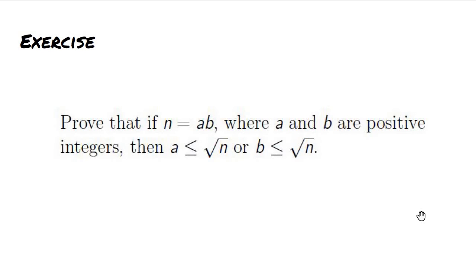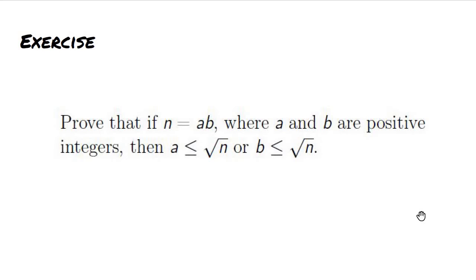Prove that if n is equal to a times b, where a and b are positive integers, then a is less than or equal to the square root of n, or b is less than or equal to the square root of n. First off, we have a choice. We could use the discussed direct proof and the other method, which is the proof by contraposition.